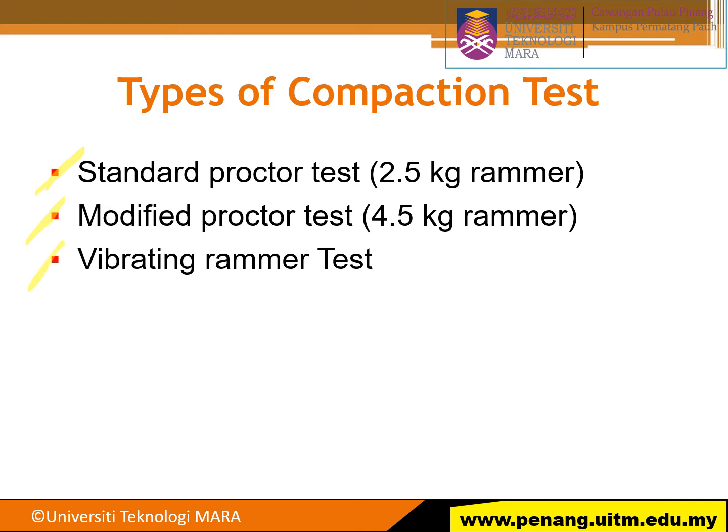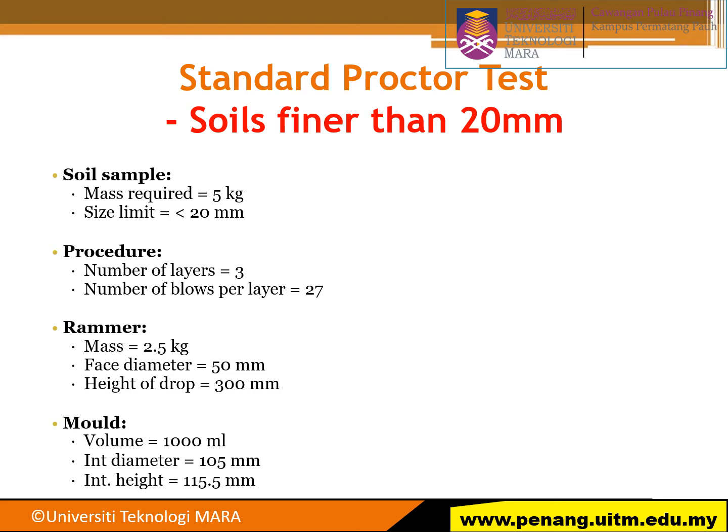Alright, now we go for the standard Proctor test. This test is used for soil finer than 20 mm. Look at the soil sample: the mass required is about 5 kg, and the soil size must be less than 20 mm. For the procedure, you use 3 layers and 27 blows per layer.